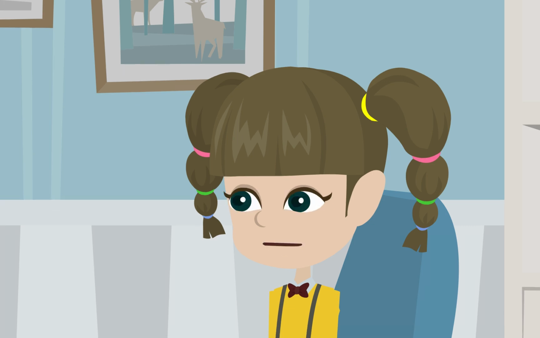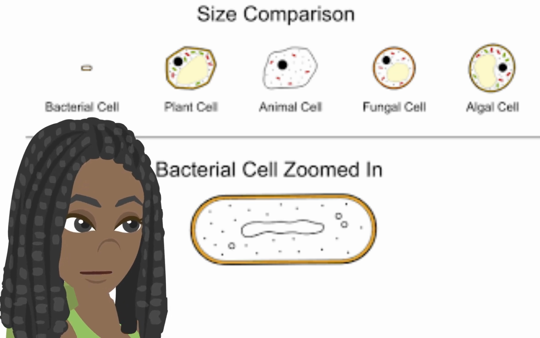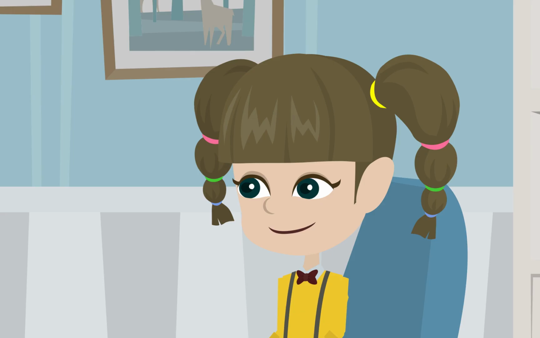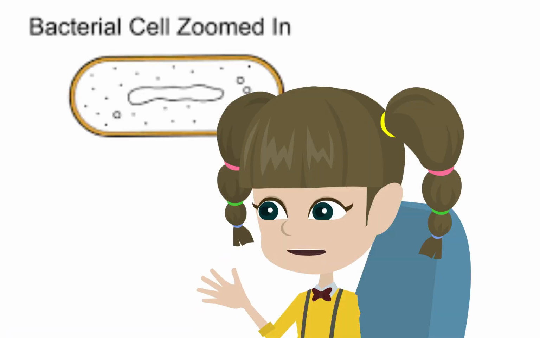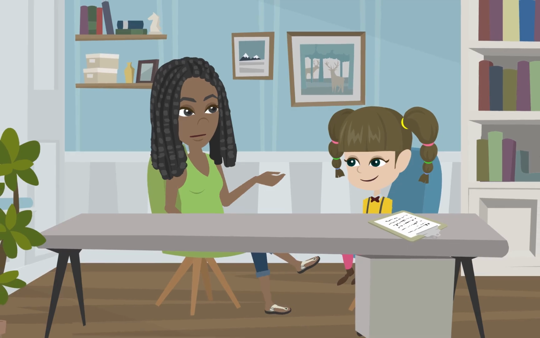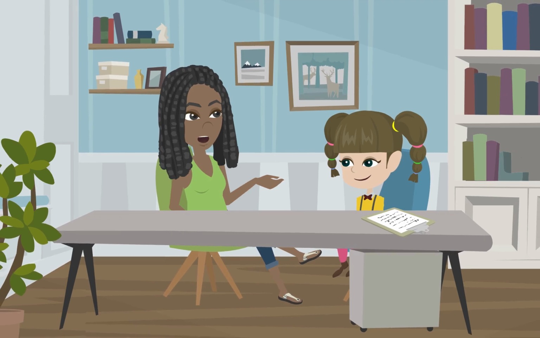What about the size of these cells? Cell sizes can vary greatly, from as small as a millionth of a meter to a few centimeters. Most are microscopic and need magnification to see. That's incredible. So, the smallest cells are in bacteria, right? Exactly. They can be as small as 0.1 to 0.5 micrometers.